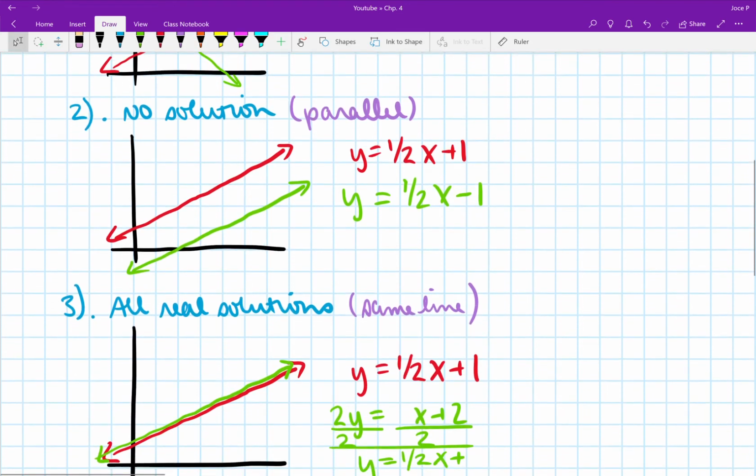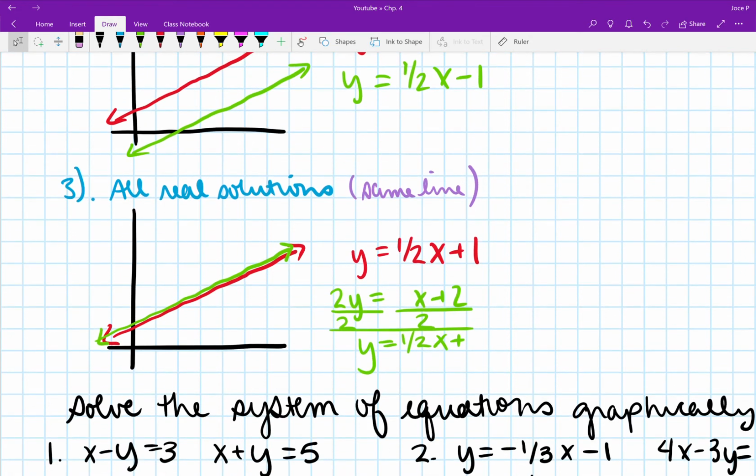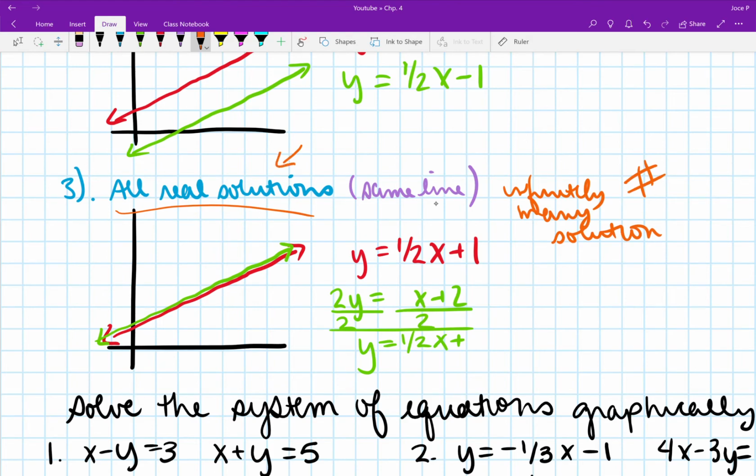Next, we have the no solution one, which is parallel. They will never meet. Then we have all real solutions, meaning at every single point on both of these lines will be a solution since they are the same line. All real solutions, or also known, as we mentioned, infinitely many solutions. That's the number of solutions. This is the number of solutions, and this is what those solutions are.